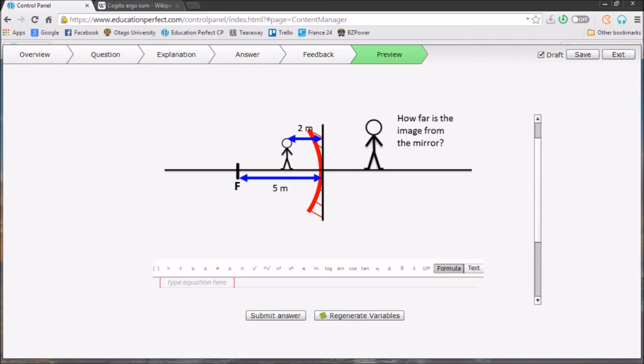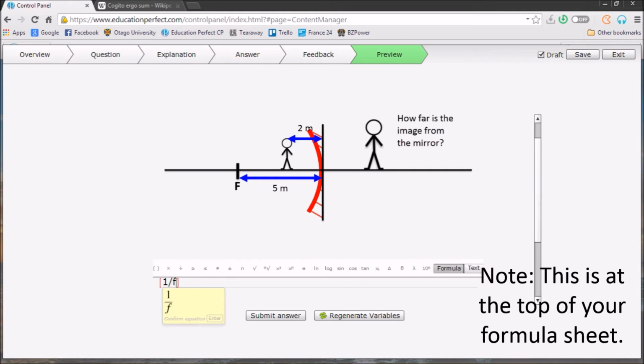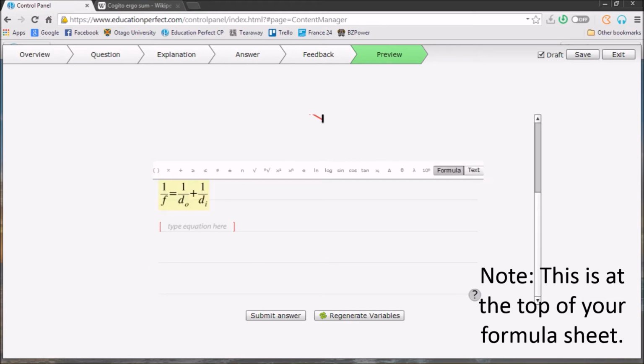First, type in the formula like this. 1 over f equals 1 over DO plus 1 over DI. Use underscore marks to get those subscript letters. Now substitute in the values we know. We are given f and DO in the question. They are 5 and 2 respectively, and they're measured in meters in this case.